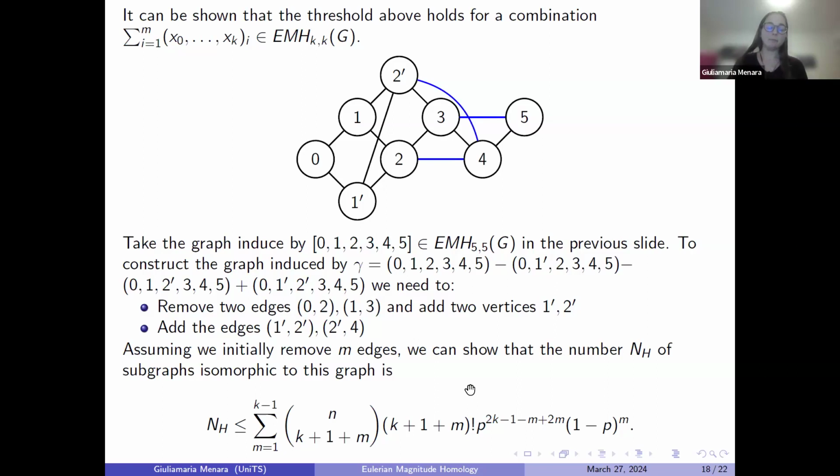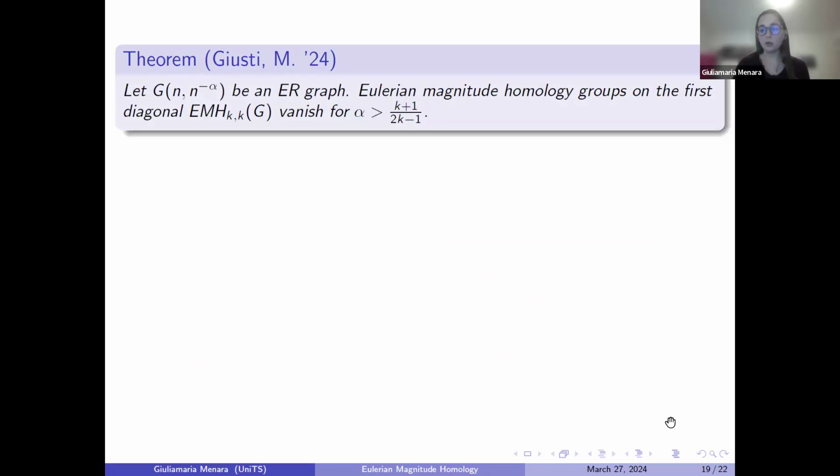And what it turns out is that the vanishing threshold for the number of these graphs is smaller than the one for the simpler structure. So globally, we're able to say that if we have an Erdos-Renyi random graph where we take the probability p equal to n to the minus alpha, then the Eulerian homology groups on the first diagonal vanish if the exponent alpha is bigger than this fraction.